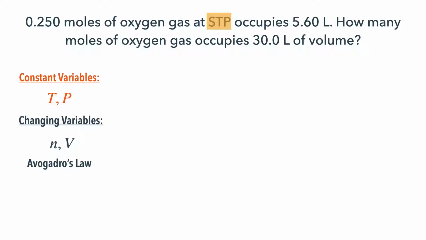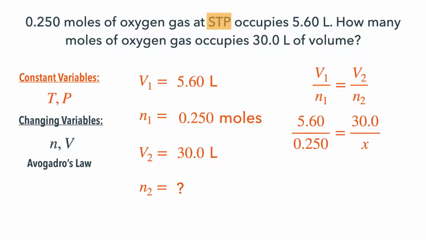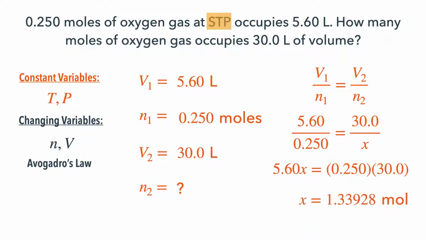Let's figure out the values we need to complete the equation. The initial volume is 5.60 liters. The initial number of moles is 0.25. The final volume is 30 liters, and we're looking for the final mole amount. All the variables are in consistent units, so we are good to start substituting the values for the variables in the equation. Next, we need to isolate x by cross multiplying, then dividing by 5.60. This results in a value of 1.33928 moles.